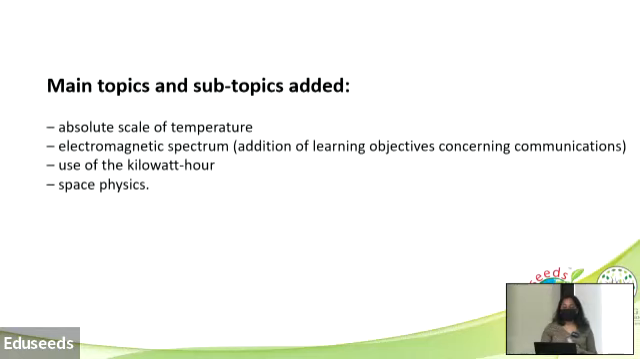The topics added to your syllabus include the absolute scale of temperature. What is the absolute scale of temperature? Absolute zero, yes, it's the Kelvin scale. Then the electromagnetic spectrum in communication. You have to know the applications of electromagnetic waves, like radio wave and microwave, and in which areas they are used. Then the use of the kilowatt hour. What is kilowatt hour? Is it power or energy? Like the electric bill, you use kilowatt hour. You have to know how to calculate the energy and the power. Then space physics: you have studied the life cycle of stars, Hubble constant, and redshift, remember?